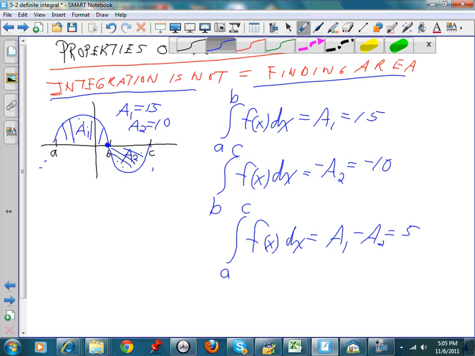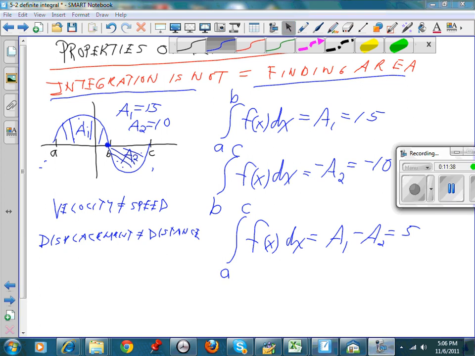And it's really the same thing as saying velocity is not equal to speed. They're equal to speed if velocity is positive. And also you might say, well, displacement. Finding displacement or finding the change in position is not equal to finding distance. Distance is always positive. Okay, so keep that in mind. We talk area, but they're not the same thing.